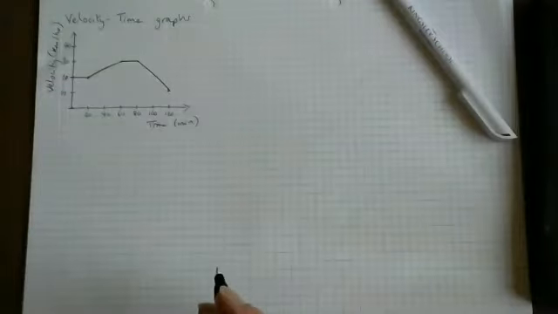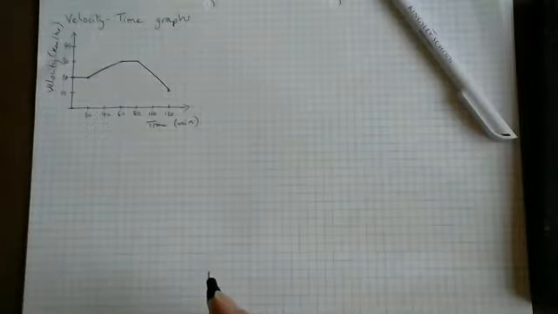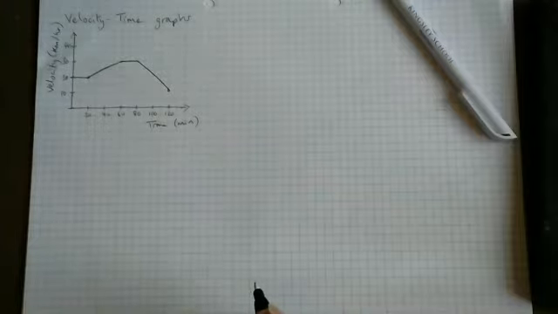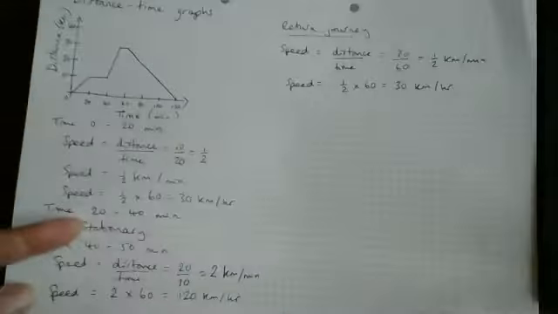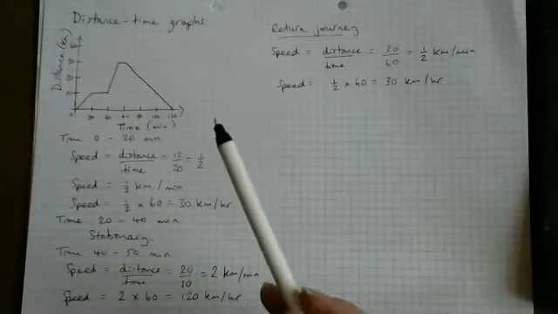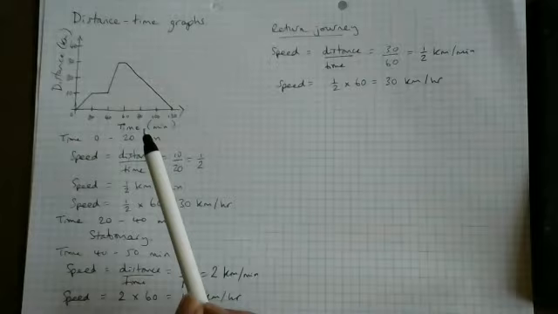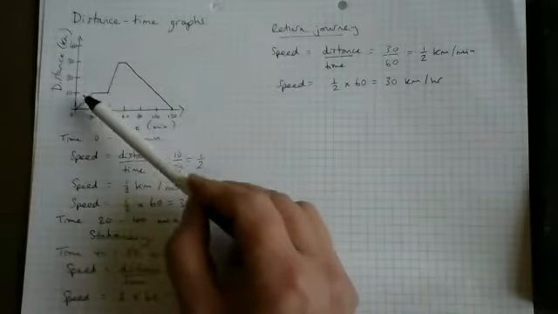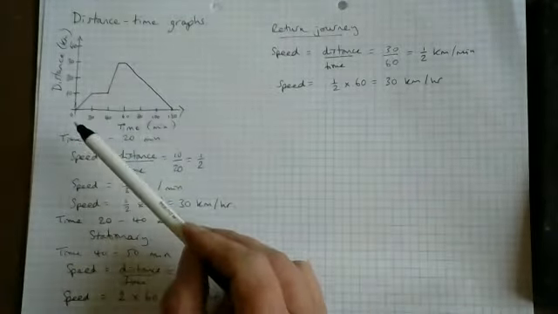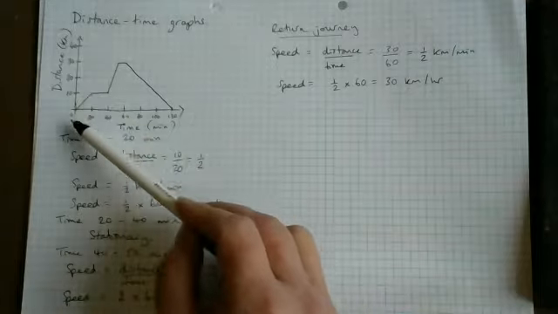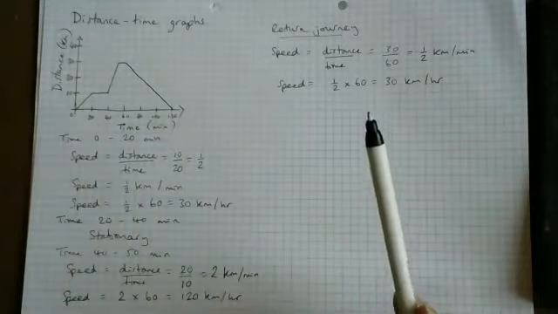Well, last time we did distance time graphs, and this time we'll be doing velocity time graphs. Quick recap: distance time graphs. The flat bits are where the speed is 0. The slopes tell us the speed. We say distance over time is the speed.